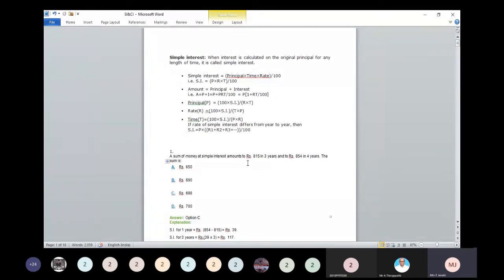So now listen. First we will see the simple interest. What is simple interest? When the interest is calculated on the original principal for any length of time, it is called the simple interest. We calculate the simple interest by using this formula: simple interest is equal to PRT divided by 100. What is P? P is nothing but principal. R is the rate of interest, and T means time or period, divided by 100. This is the simple interest formula.